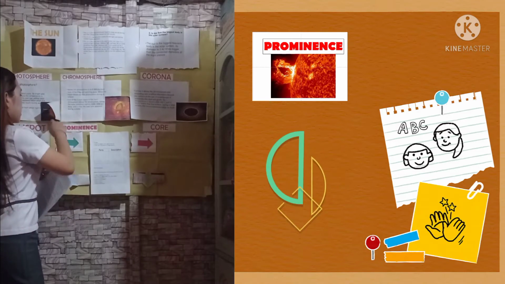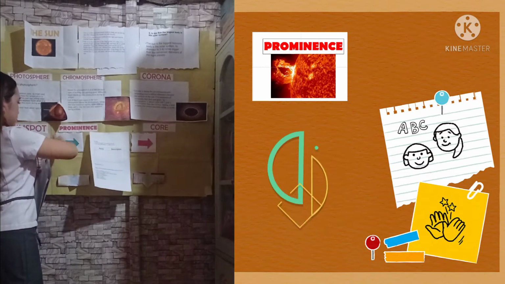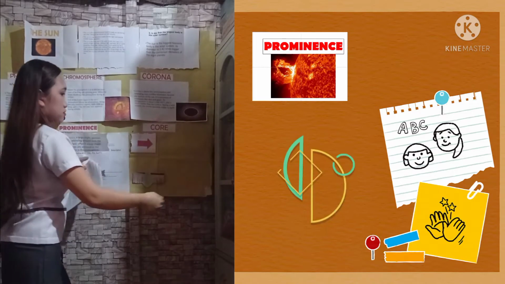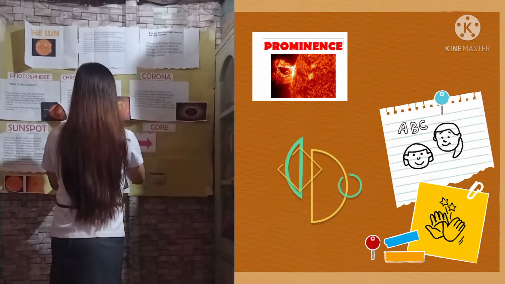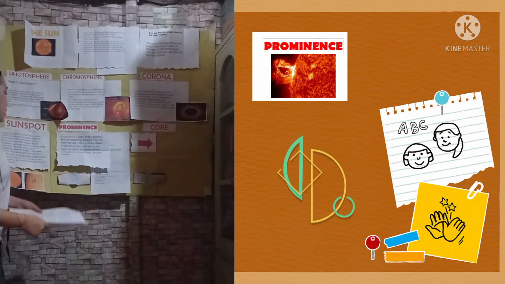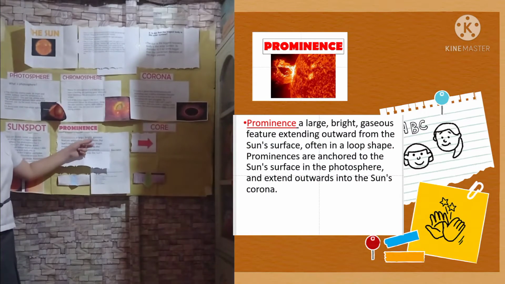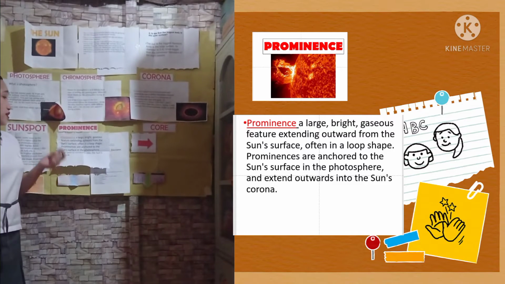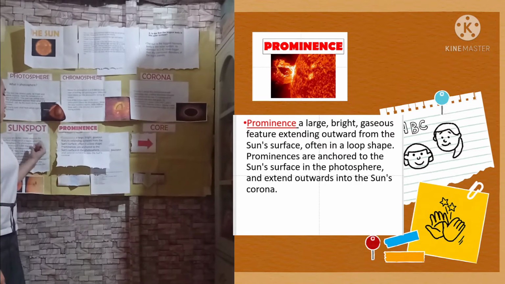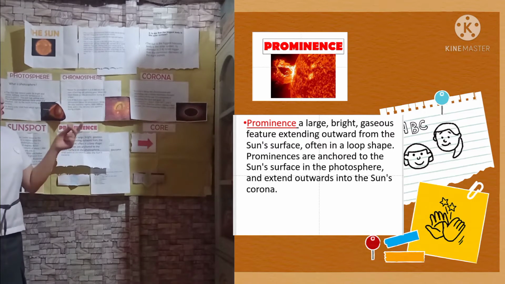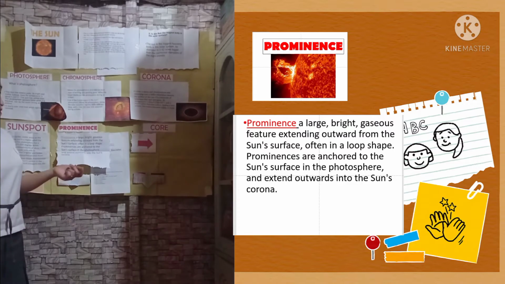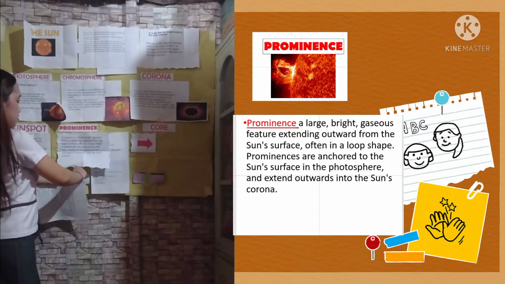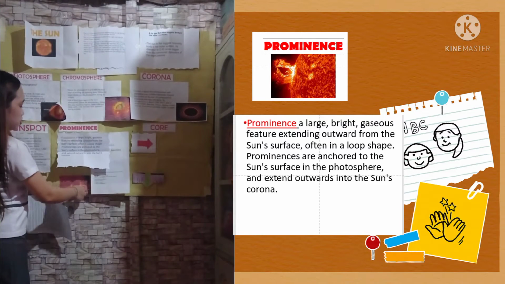Prominence. This is the meaning of prominence. Prominence is a large, bright, gaseous feature extending outward from the sun's surface, often in a loop shape. Prominences are anchored to the sun's surface in the photosphere and extended outwards into the sun's corona. This is the feature of prominences.